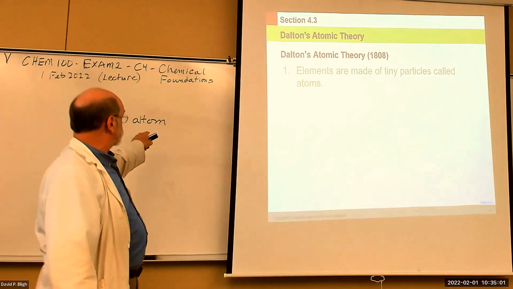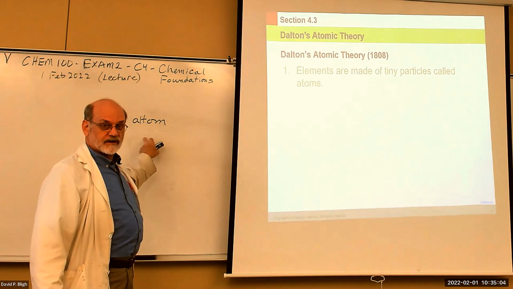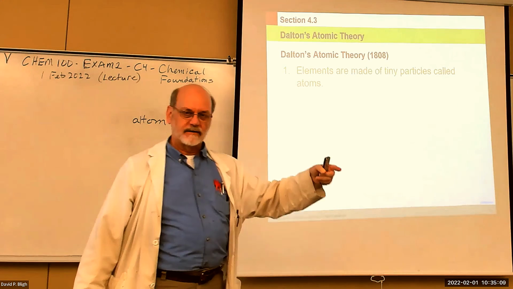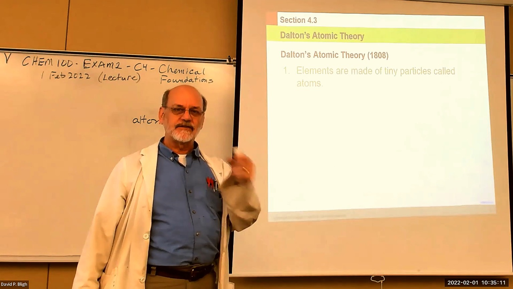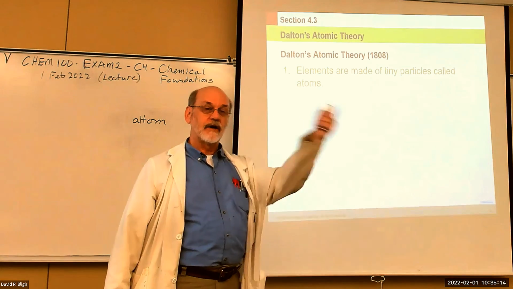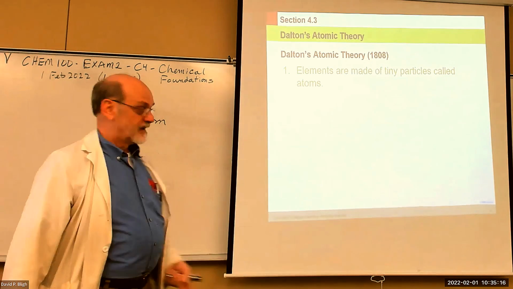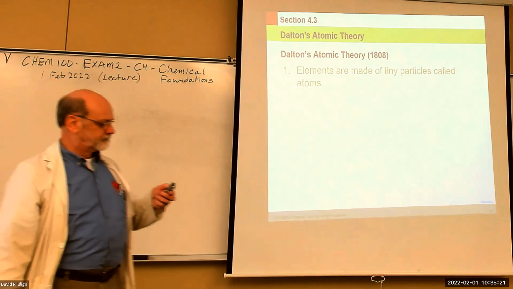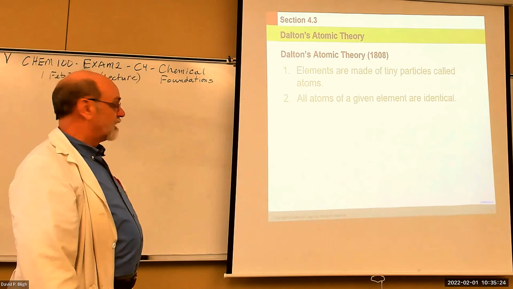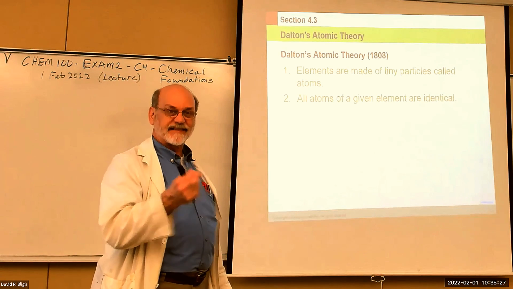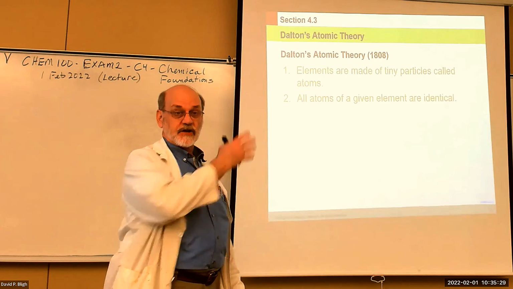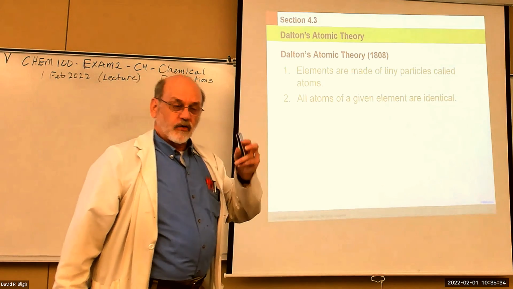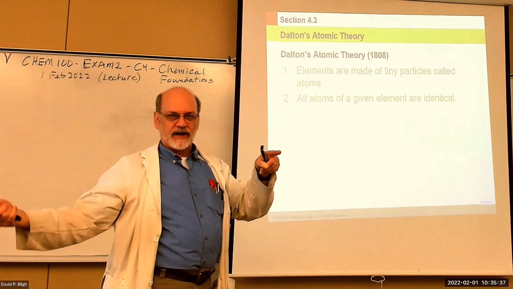So Dalton took that and he said, okay, the Greeks were close. The problem was every element is composed of a different atom. Each atom for each element is different than the atoms from another element. So that's how we fix that problem. Right? And all the atoms of a given element are identical. This is Dalton's theory. Okay? They're identical within the element, but they're different than atoms from other elements.